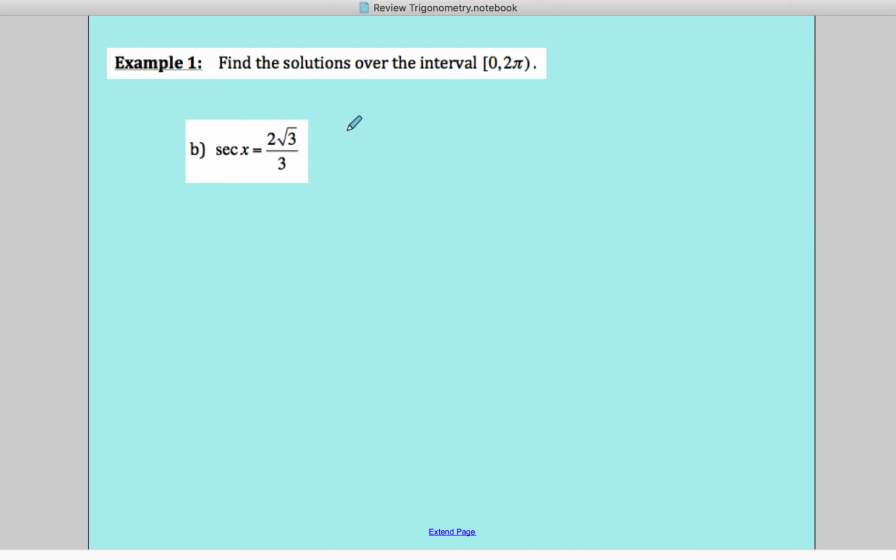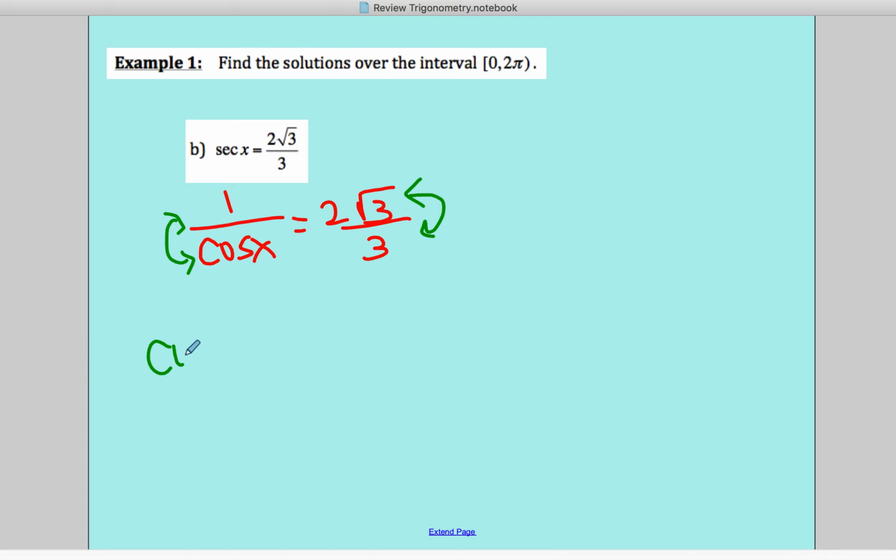Example 1B is a little bit different. We've got secant. Secant is not directly on our unit circle, so we need to convert it into sine, cosine, or tangent. Secant is the reciprocal of cosine, so we have 1 over cosine of x equals 2 root 3 over 3. I don't want 1 over cosine, so I'm going to flip both sides. So I have cosine of x equals 3 over 2 root 3.